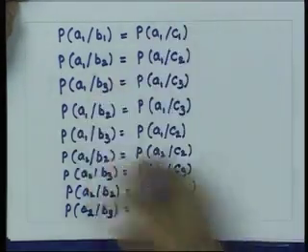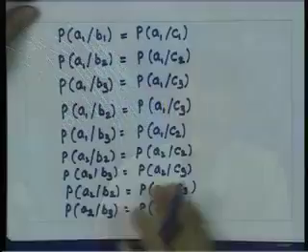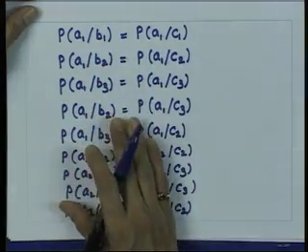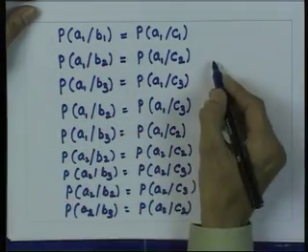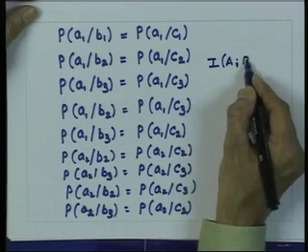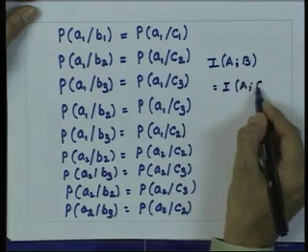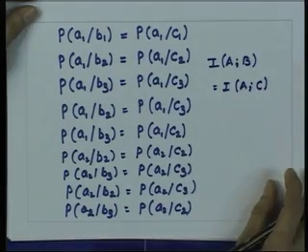We have taken all those cases for which probability BC is not equal to 0. Now, for this example, it is easy to show that this is true, in which case we get I of A B is equal to I A C.